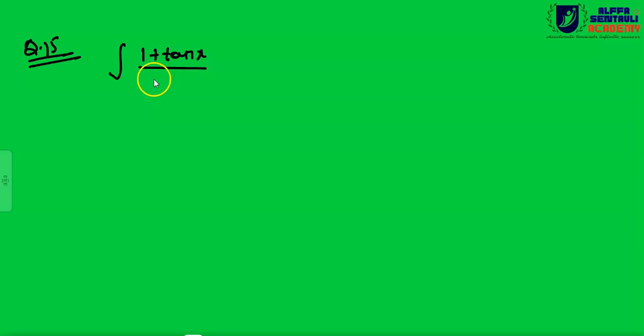1 plus tan x, and this is divided by x plus log sec x, into dx. Correct?